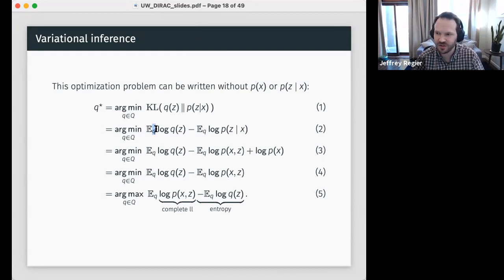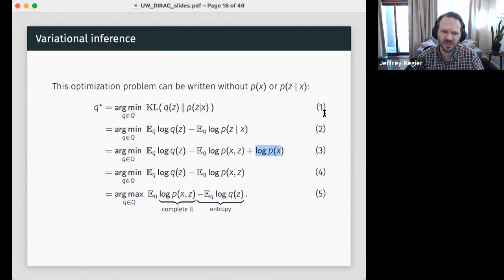Q is the approximating distribution, the distribution that approximates the posterior. Going from line 1 to 2 is just the definition of KL divergence. To go from 2 to 3, I used just rules of probability. I rewrote the probability of Z given X, this conditional probability, as the joint divided by the marginal. P of X, Z is the joint, and P of X is the marginal. Then I distributed the log term between them, and dropped the expectation from the last term because it is constant with respect to the draws of Q.